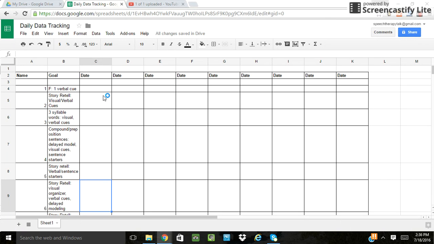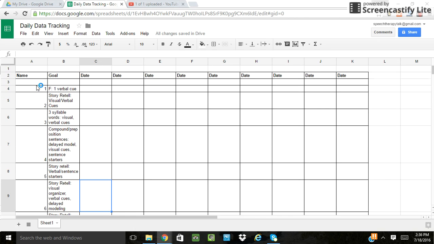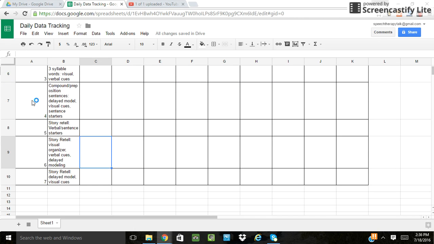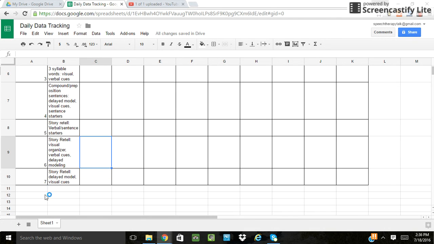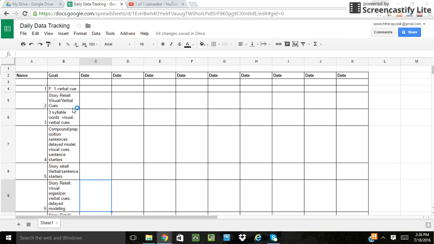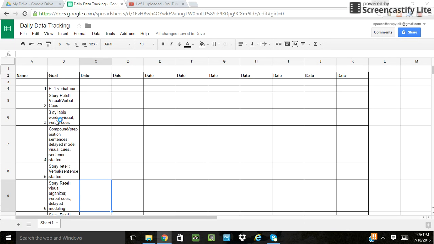So what I do instead is I put all of my IEP students on one spreadsheet and all of my RTI students on another spreadsheet. I put their name here, so now I have name 1, 2, 3, 4, 5, 6, 7. I have the date here and I have their goals here. The goals are written in a lot of code that I understand.